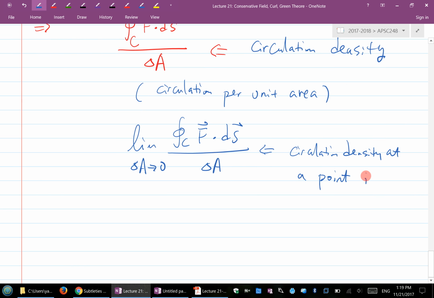More precisely, I think I should put in the n hat direction, because this is a certain orientation, the n hat orientation, because that's C, right? Enclosing this delta A, the C has n hat as its normal vector. And this limit is directly related to the curl. It's basically related like this: curl F dot n hat equals this limit.